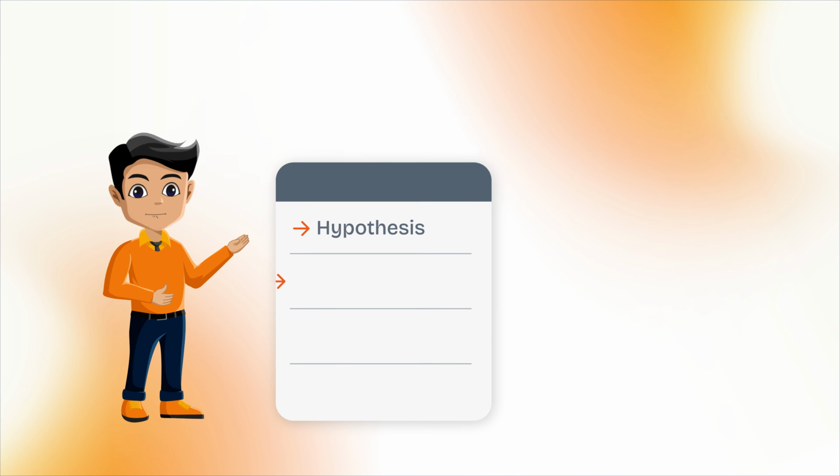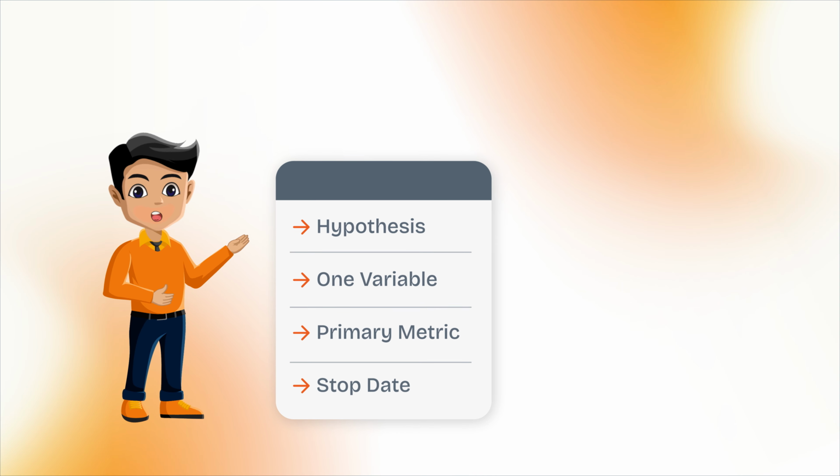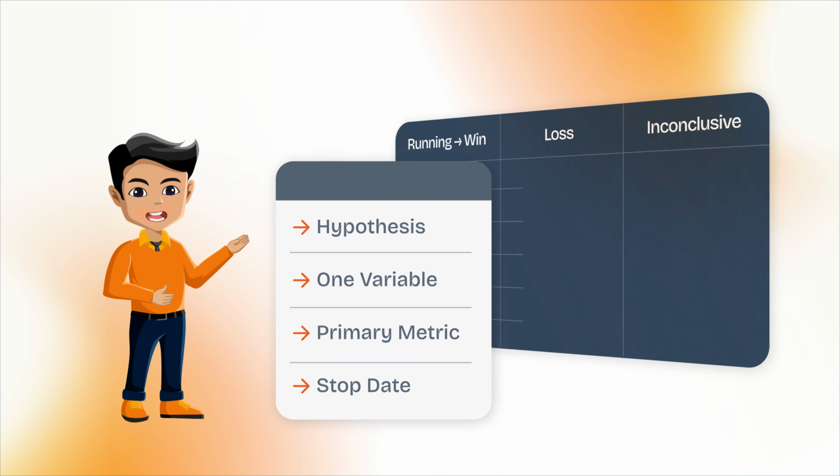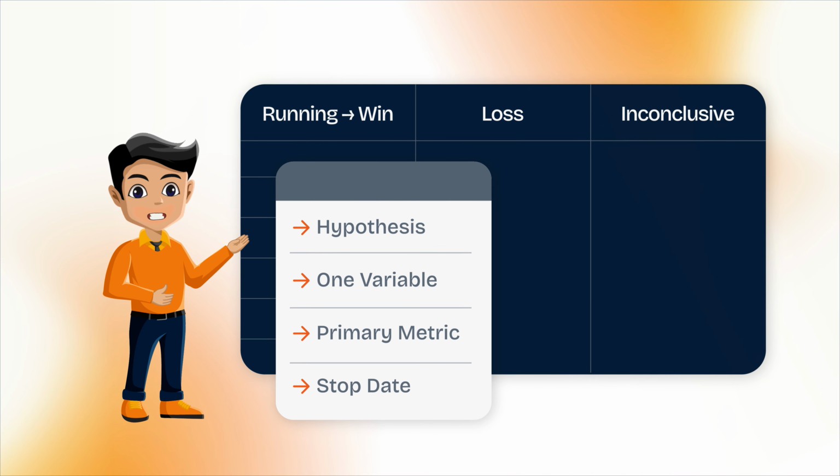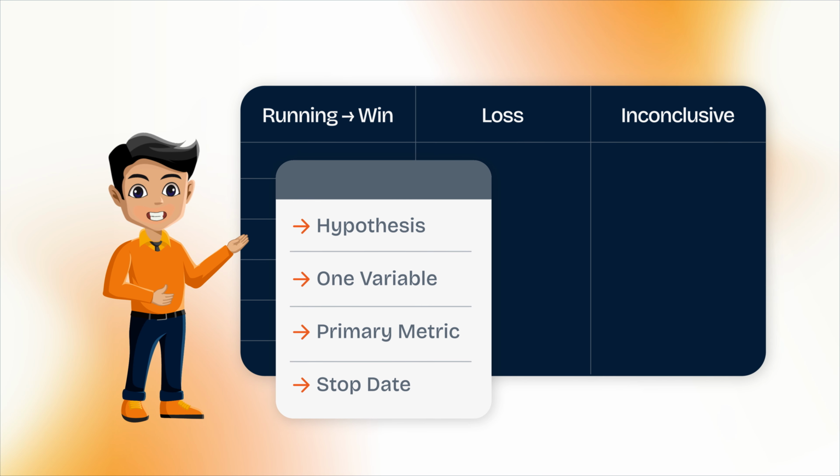Experiment rules. Every test gets a hypothesis, single variable, primary metric, and a stop date. Minimum samples: aim for 3 to 5 conversions per ad set/keyword/week before judging. Document outcomes, win, lose, or inconclusive, and what changes as a result.